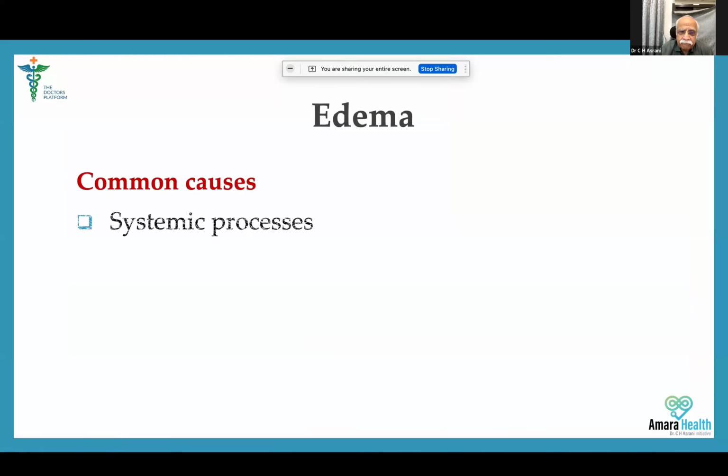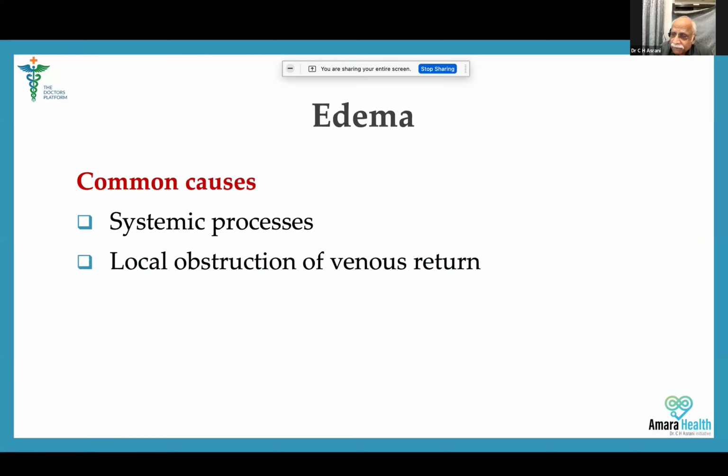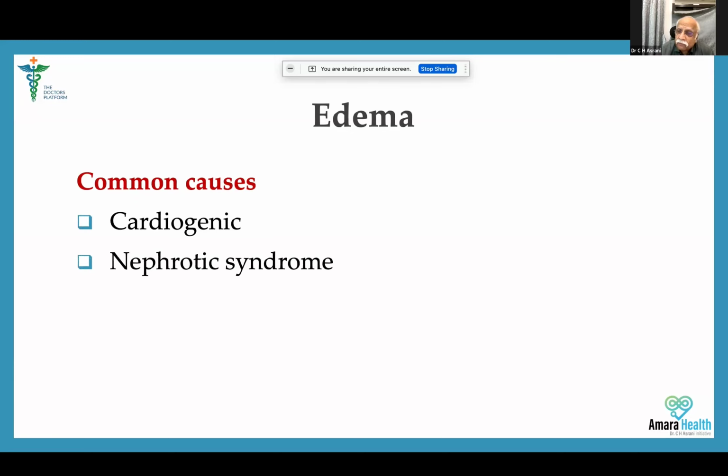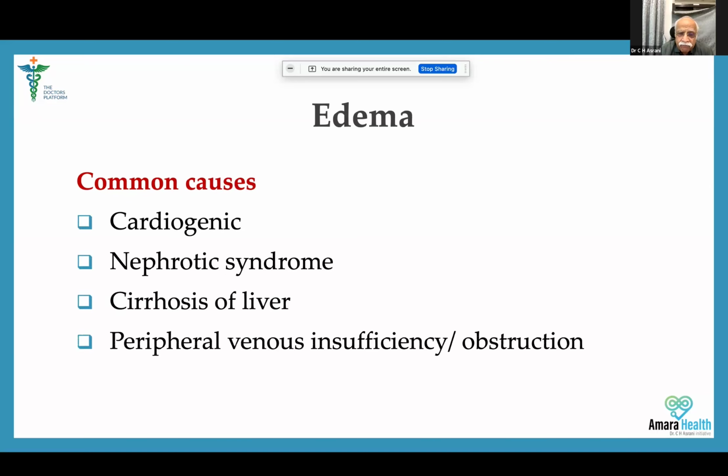What are the common causes? Systemic, local obstruction of venous return, deep vein thrombosis, varicose veins. There's no obstruction there, but the veins have become engorged. The blood is filled in the veins. It does not go back to the heart. Cardiogenic, as I said, heart. Nephrotic syndrome, cirrhosis of liver. Peripheral venous insufficiency or obstruction, as I said, varicose veins or DVT.